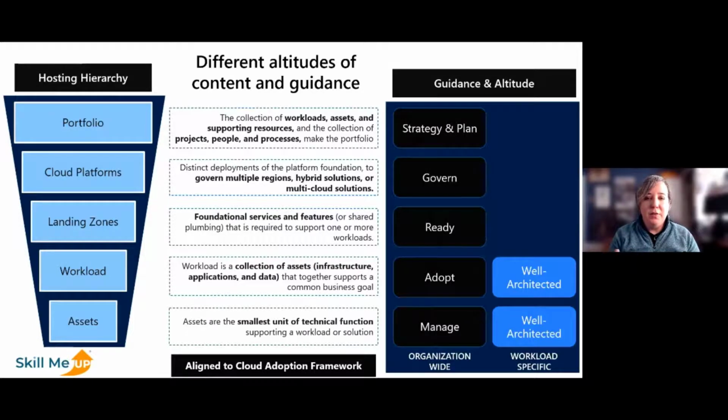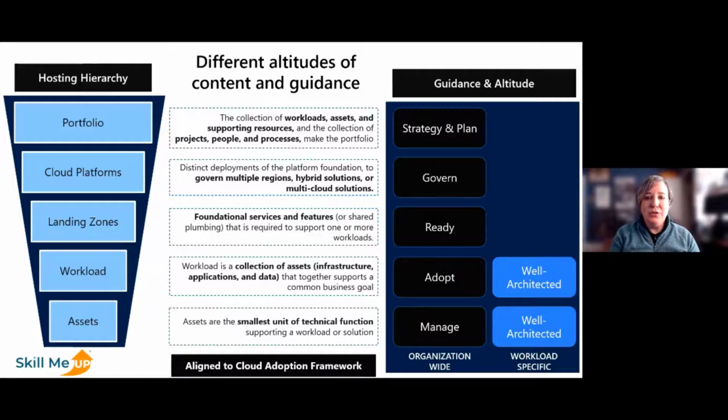From there, you'll think about the distinct deployments of the cloud platform. This will help you govern multiple regions. This will help you figure out hybrid solutions or any multi-cloud scenarios. A number of customers now are really realizing they want multi-cloud as well as hybrid. So you can have your cake and eat it too. It just requires a little bit of planning and making sure you understand how those different platforms perform.